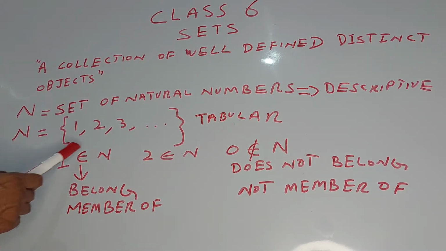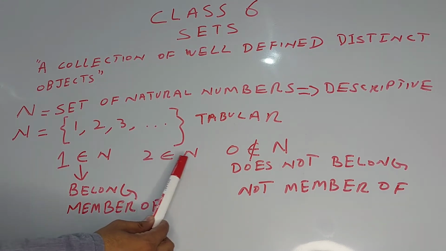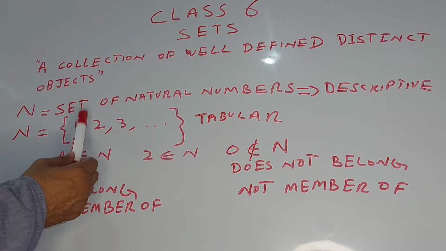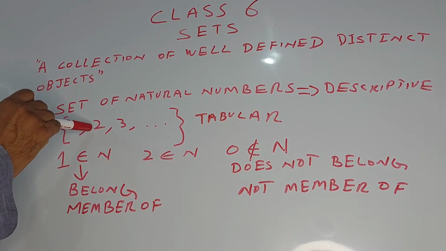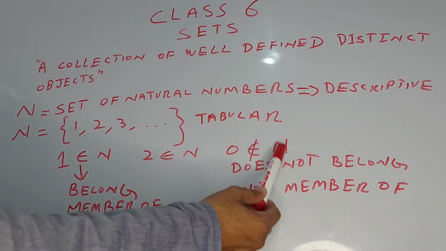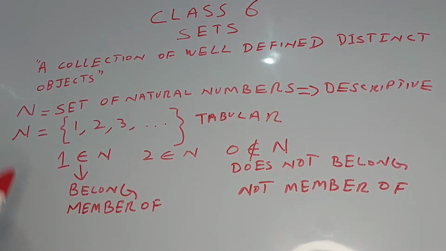Now next one is, this symbol is called belongs to or member of. One belongs to set N, or one is the member of set N. 2 is the member of set N, or 2 belongs to set N. And if some element does not belong to set N, then we write 0 does not belong to N, or 0 is not the member of set N. So these are the different notations of set.